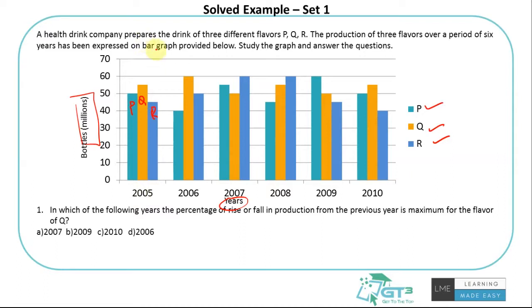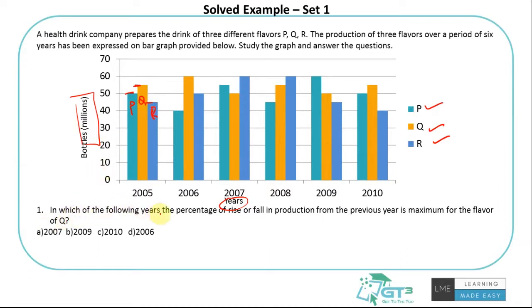How many bottles of flavor P were produced in 2005? 50. 2005 Q flavor 55, R 45, right? That's how I read it. Now I hope you understood it.